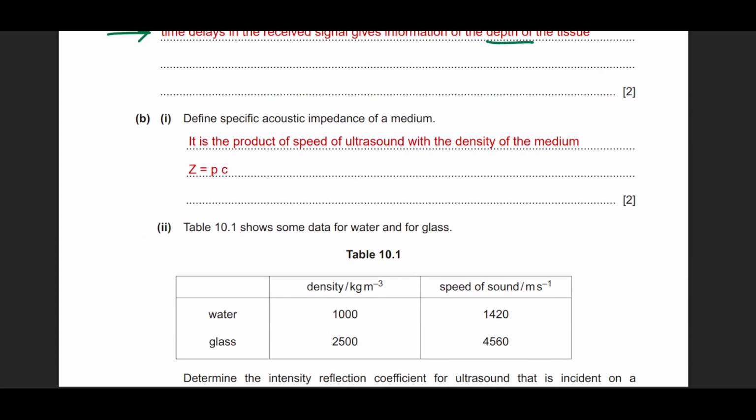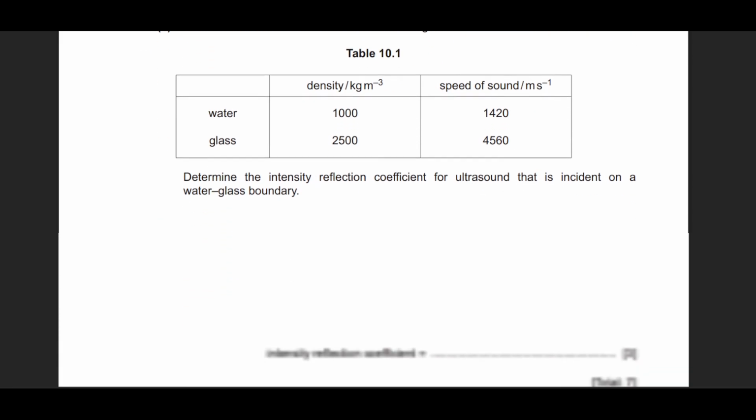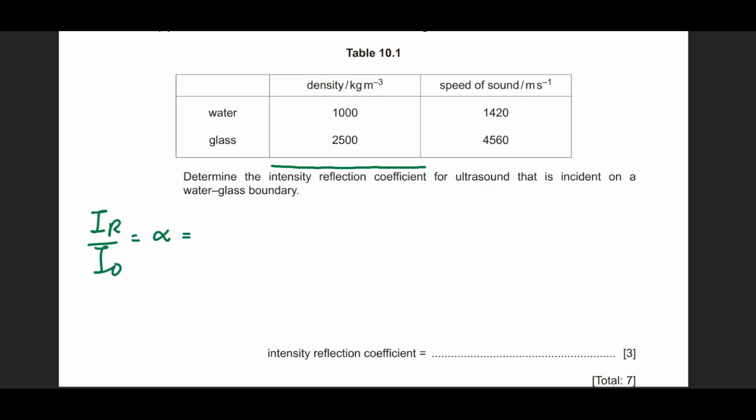Then we have defined specific acoustic impedance of the medium, which is the product of speed of ultrasound in that medium with the density of that medium. And if you have the writing space available, you can write down the formula as well and mention the unit, which is kg meters per second. Then we have the system. He says there is a boundary between water and glass. He says determine the intensity reflection coefficient for the ultrasound, which is very simple as IR divided by I naught. This is the intensity reflection coefficient, and the formula is Z1 minus Z2 divided by Z1 plus Z2 whole square. You will sometimes find this formula as individually squared like this. That is also the same thing.